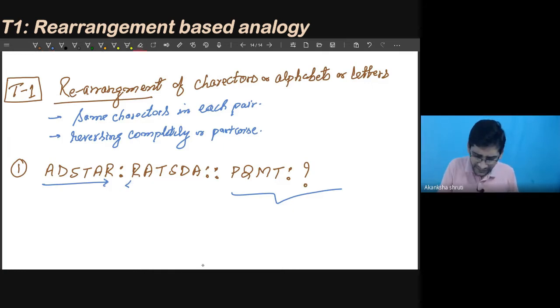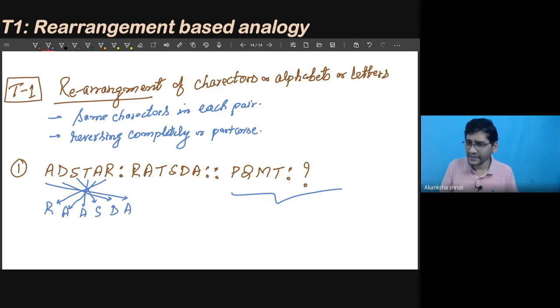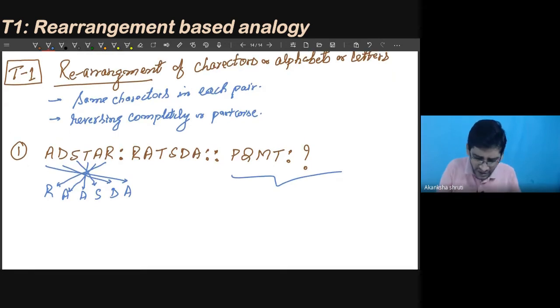Means what? Many a time and in many books, this is also rewritten like this. This R which is at the end is brought as the first. Then this A. Then this T. Then this S. Then this D. Then this A. Get it? Means it is just reverse. Or many a time it is also written in many books like this. So it may be drawn like this.